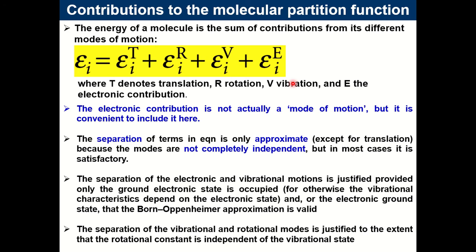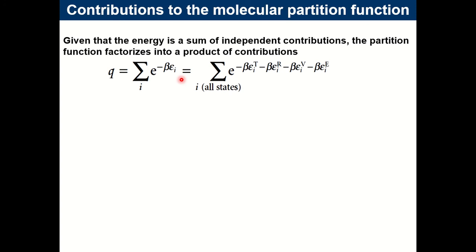So we are considering the electronic ground state, and then vibrational, rotational, and other things. Within that electronic ground state, we will be discussing different states of vibration, rotation, and translation. So this is what we have. We have found that it is a sum of independent contributions. The partition function can then be factorized in this way.